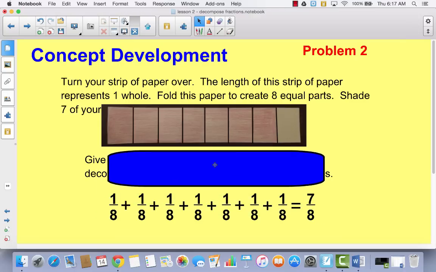Okay, so your sentence should look something like this. You could have had the 7/8 at the beginning or at the end, but you should have had 1/8 plus 1/8 plus 1/8, seven 1/8s, equals 7/8. These are unit fractions, okay?